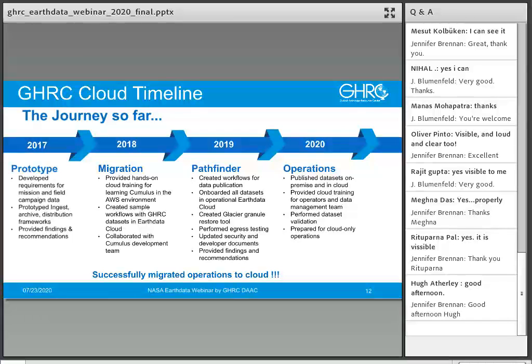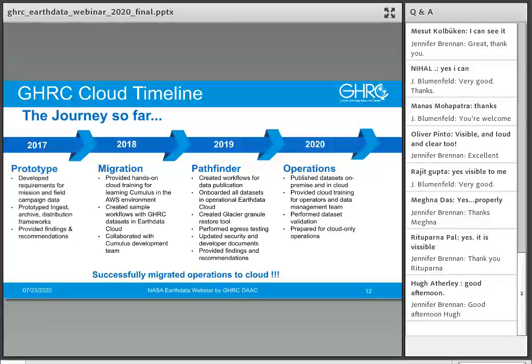Well, as we move forward by 2018, those questions are beginning to get answered, and we start moving into the migration process. Now we're getting some hands-on training for our developers with a system called Cumulus, as well as the AWS environment, or the Amazon Web Services. That's the cloud service that the DAACs are working with. And we start testing out those workflows. How do we start getting data from the GHRC local archive and start getting that into the Earthdata cloud system?